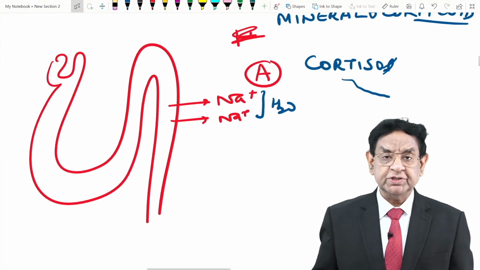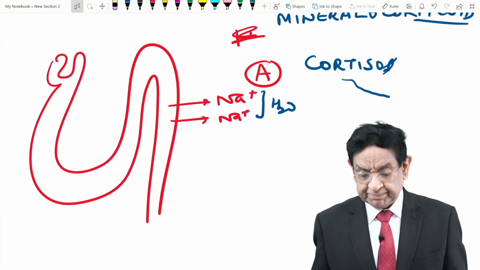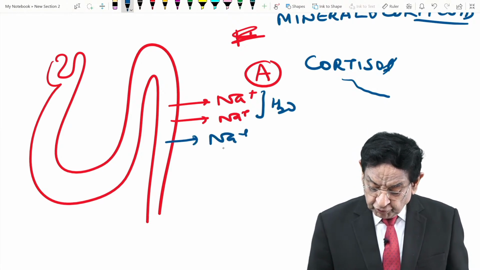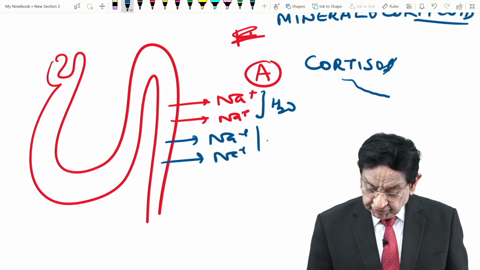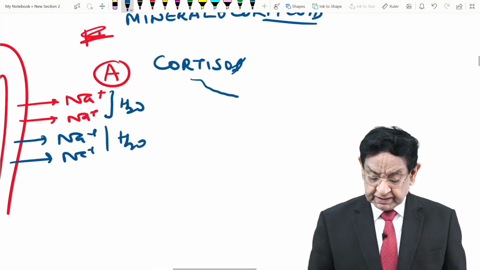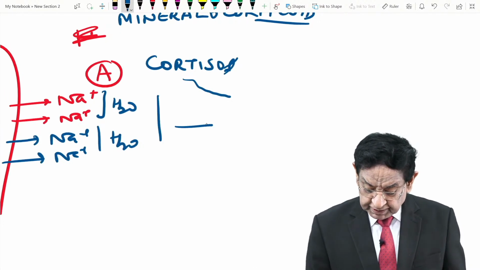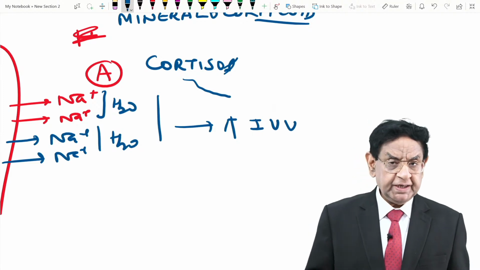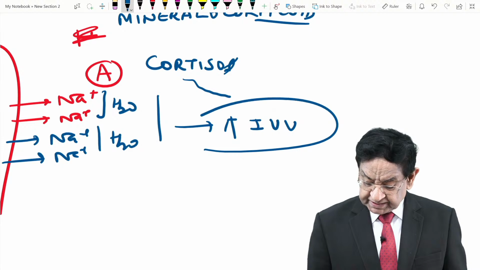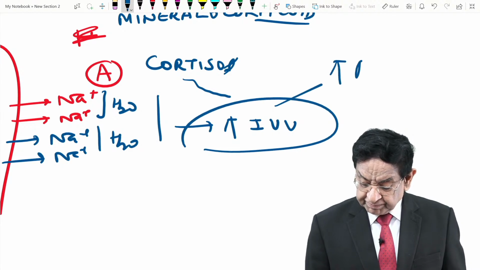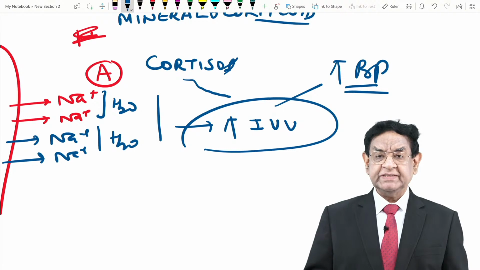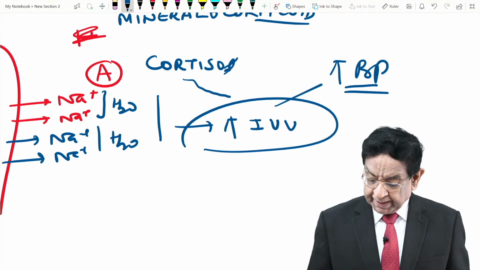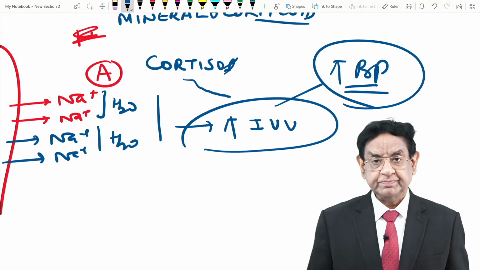So now in Cushing syndrome, there is excess of cortisol. That means more and more mineralocorticoid activity. So now maybe 4 sodium are reabsorbed and more water will be absorbed, and ultimately it will lead to increased intravascular volume, and that is the reason it will lead to increased BP. This is a constant phenomenon, not episodic. That's the basic mechanism of why and how hypertension occurs in a case of Cushing syndrome.